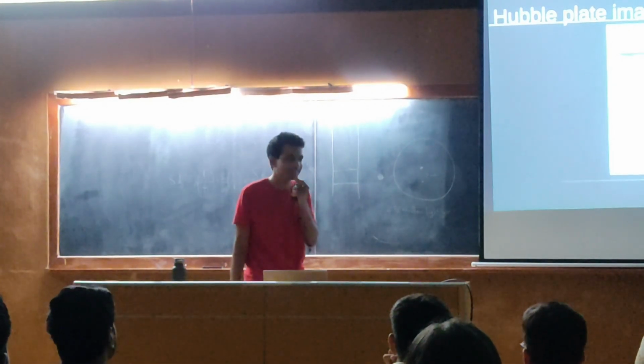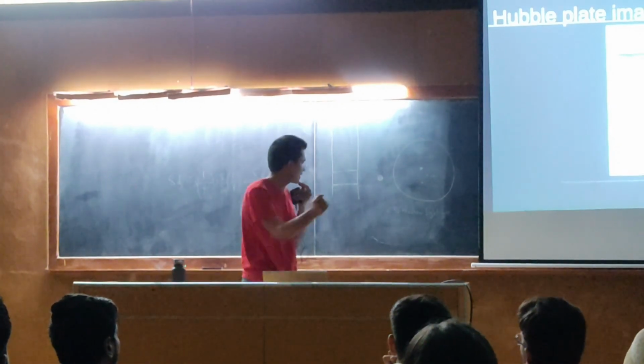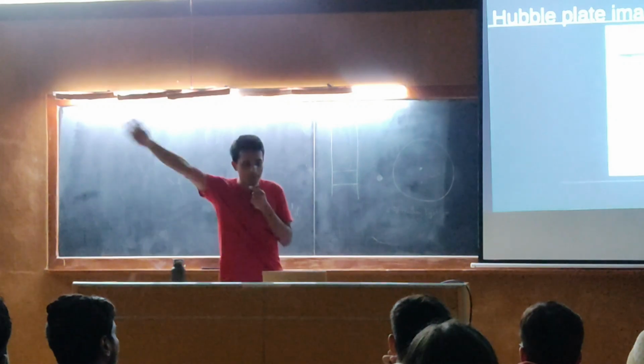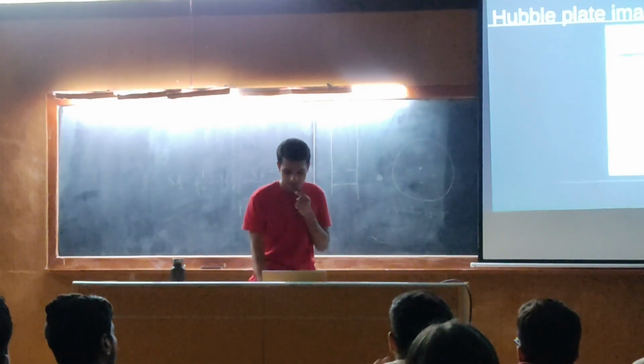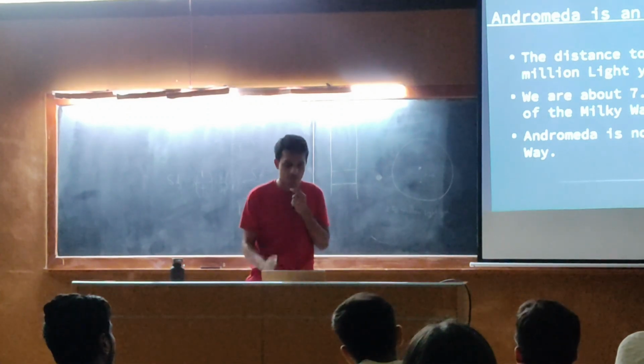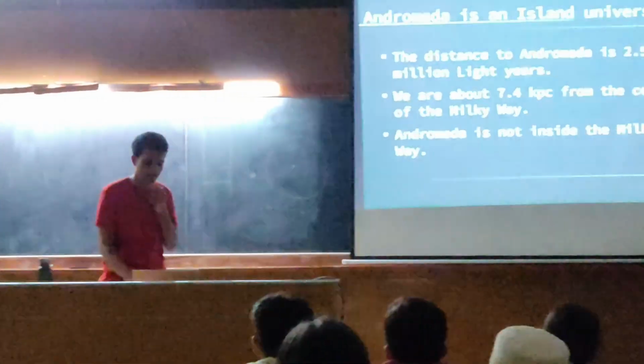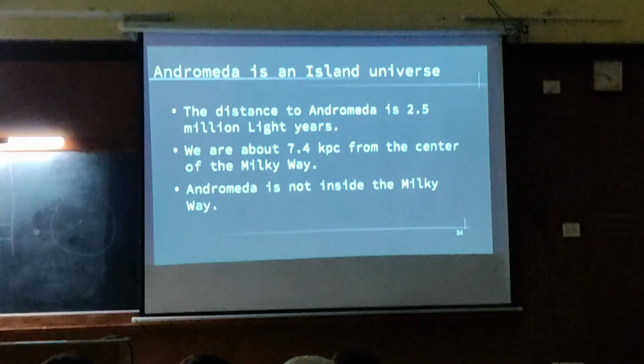I don't remember the distance calculations exactly, so I will include it in the minutes. It's very far away, 2.5 billion. It's well beyond the Milky Way. Andromeda is not inside the Milky Way, but we know that. So there are other galaxies which are not part of the Milky Way.